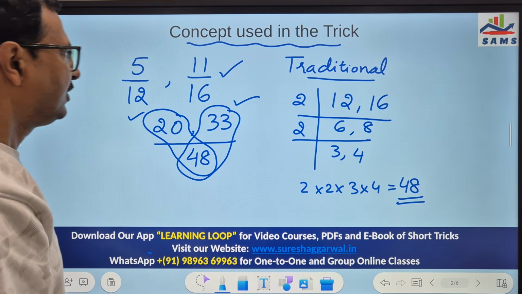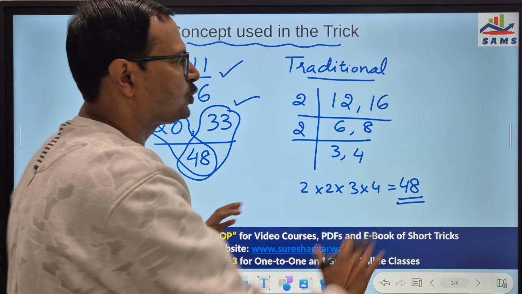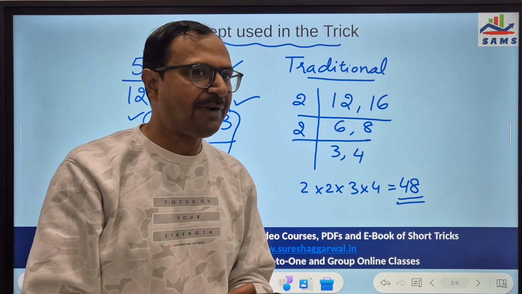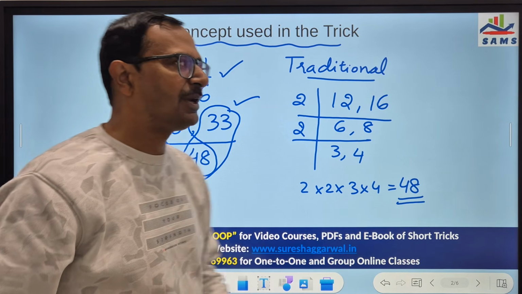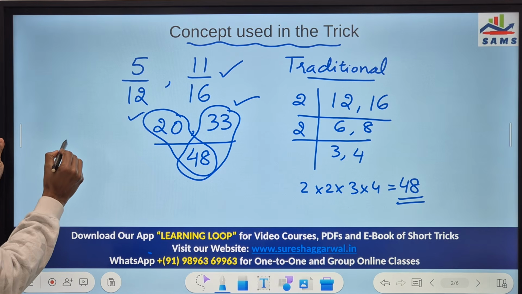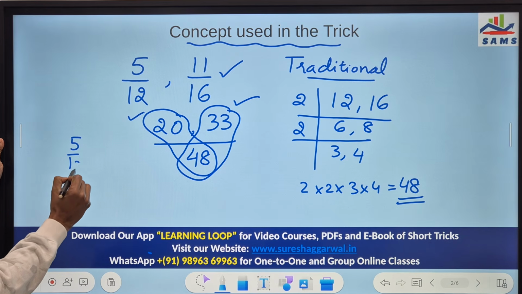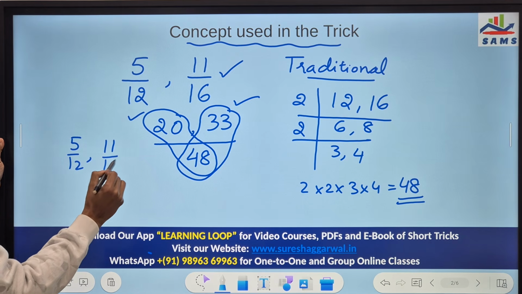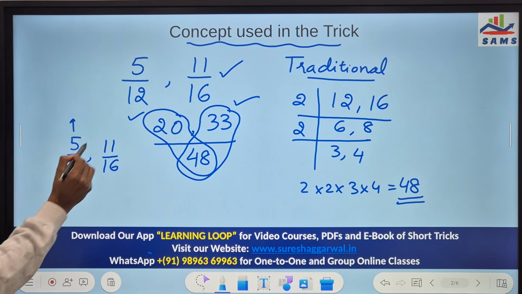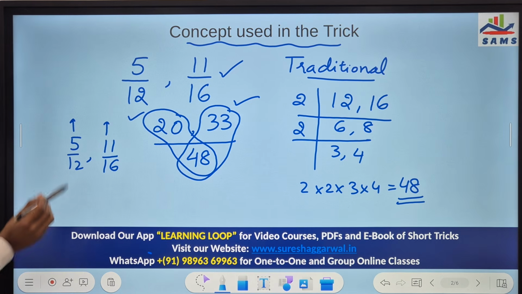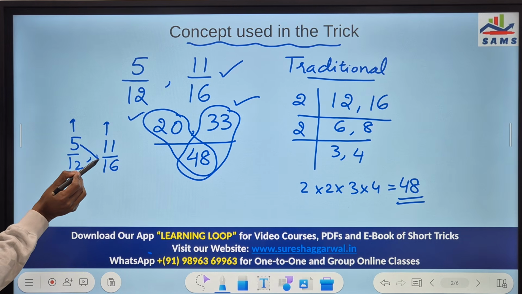So let us now eliminate the use of LCM and we will find out which one is the greater one, again just by cross multiplication. Now 5 by 12 and 11 by 16. I just need to write a number above 5 here and above 11 here. Just multiply 5 across like this.